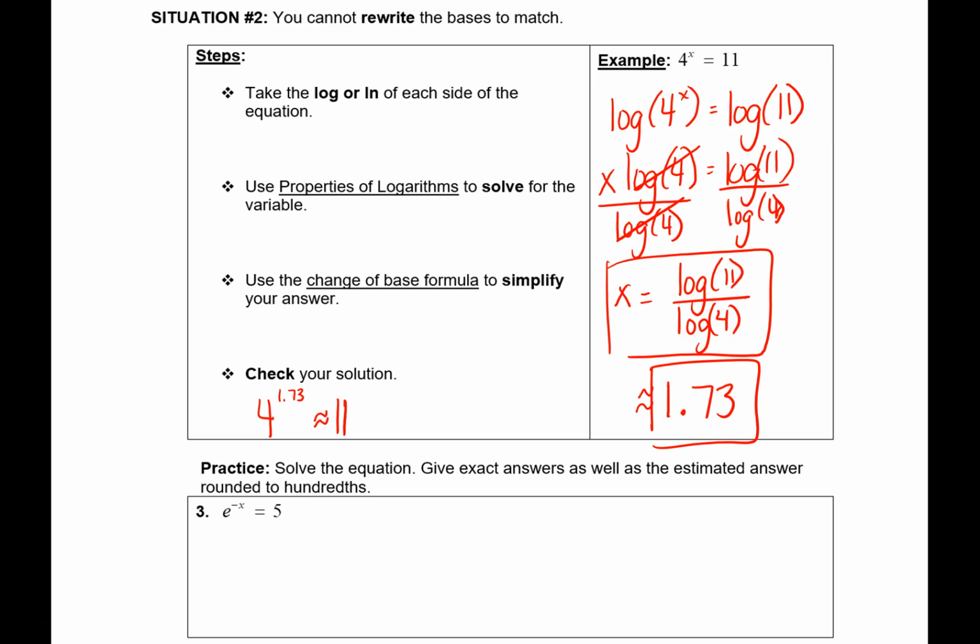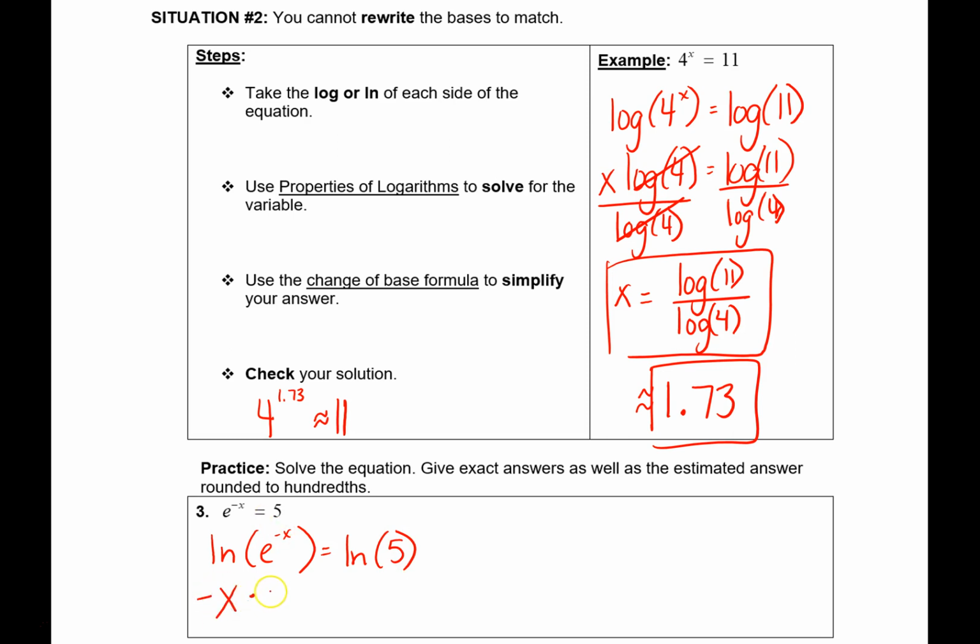Because I have that natural log, or that e, I'm going to use a natural logarithm because natural logarithms and the Euler number e are inverses of one another, so they undo one another. So in this one, because there's an e, I'm going to take the natural log of each side. I'm still going to use the exponent rules to bring the negative x out front.